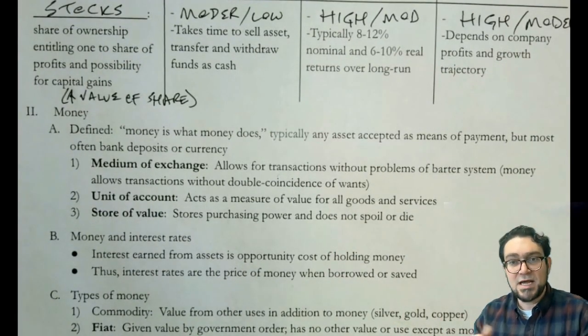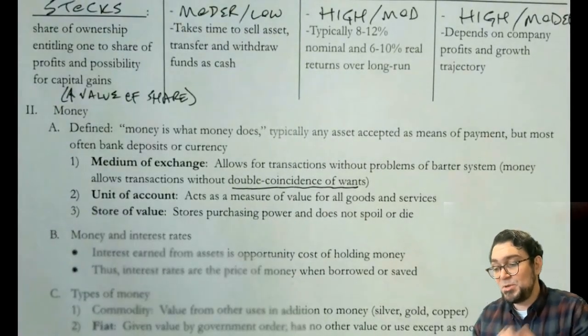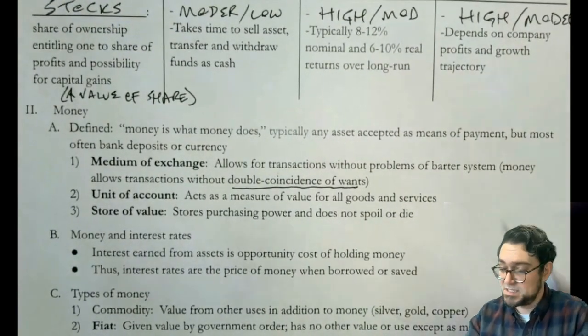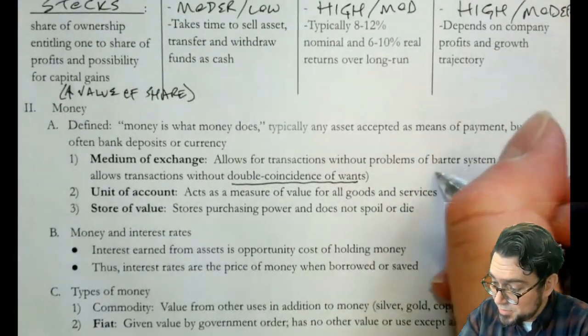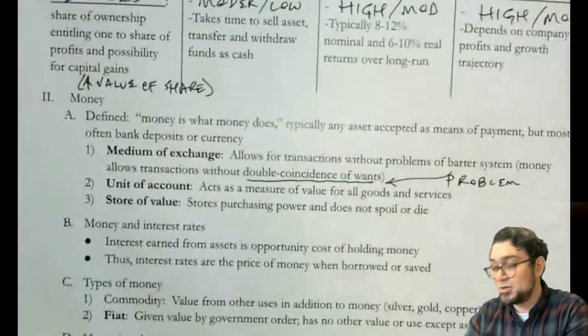The contrast of that would be a barter system. And that double coincidence of wants is going to maybe be a problem that you would have with a barter system. So the problem with the barter system is that it relies on this thing called a double coincidence of wants.